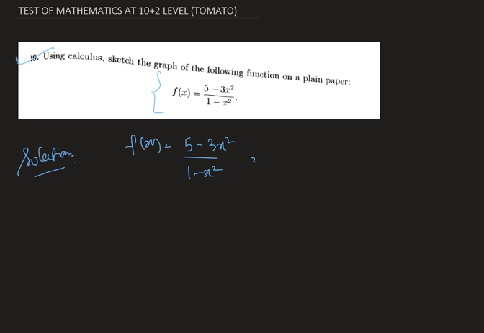We can write this function in this way: 3 into (1 minus x squared) plus 2, divided by 1 minus x squared. Therefore we get 3 plus 2 by (1 minus x squared).